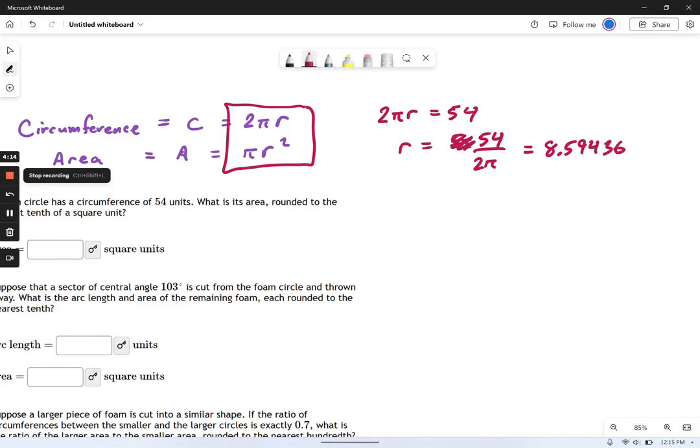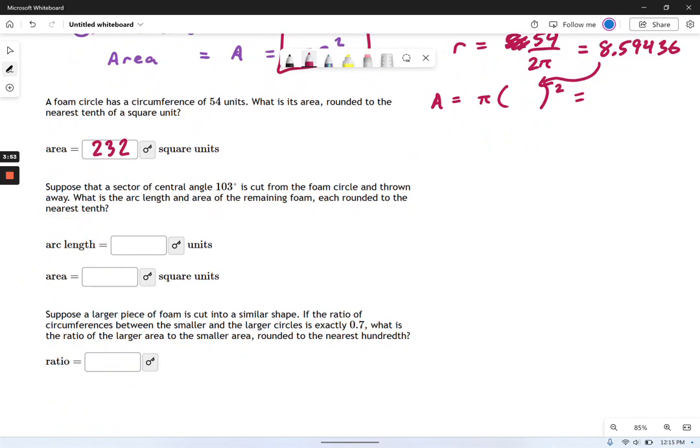Okay, I use lots of decimals because I don't like making rounding errors. Now area is going to be pi times r squared. What's r? Well, it's that thing we just found. So you square that thing, and then you multiply it by pi, and you have your area, which is about 232 square units. That's how you go from circumference to area. You find radius first.